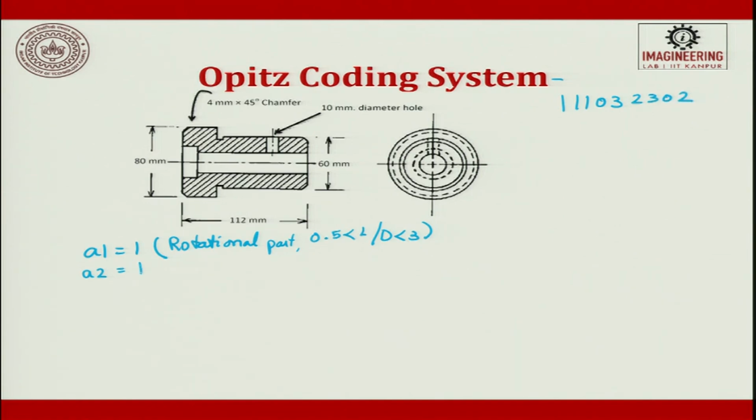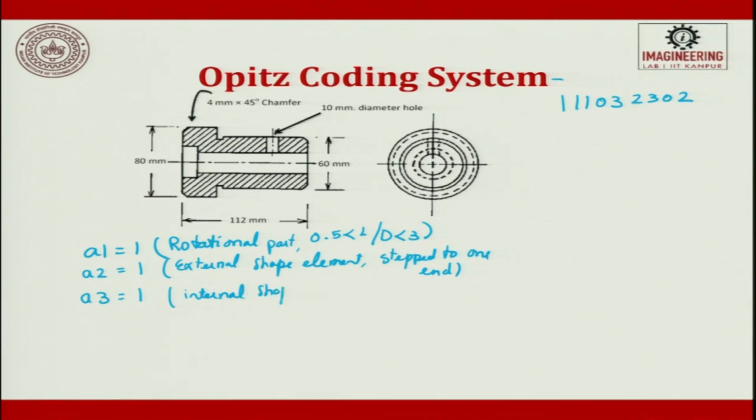A2 is 1, wherein it talks about the external shape element, stepped to one end. So, it is the second digit. Then the third digit is again 1, so 1, 3, 1. Why is that? Because it has an internal shape where there is a hole to be drilled, which is smooth or stepped to one end.